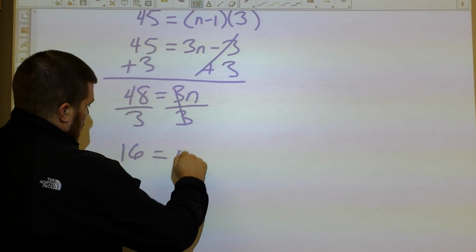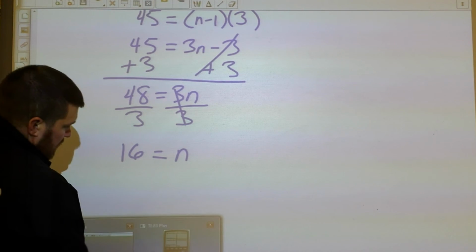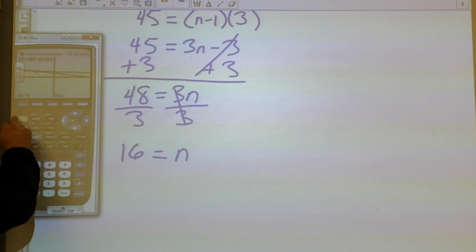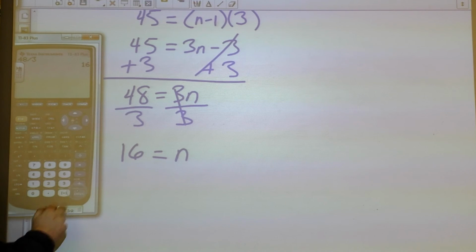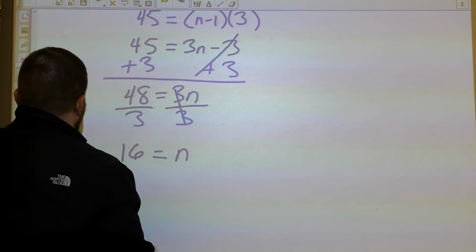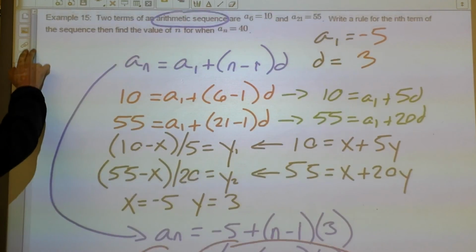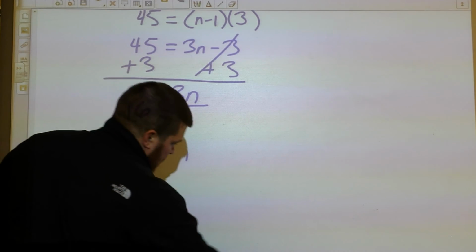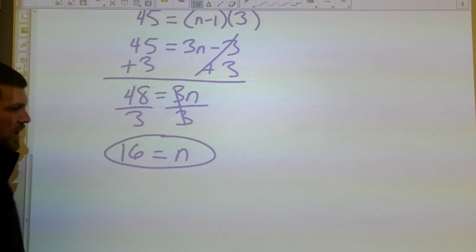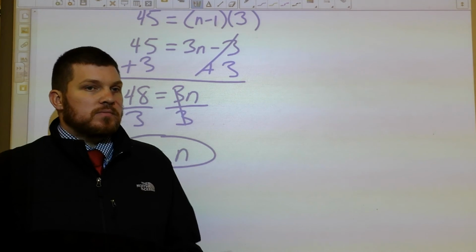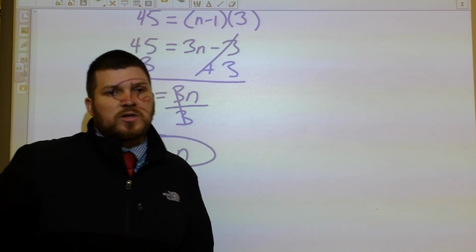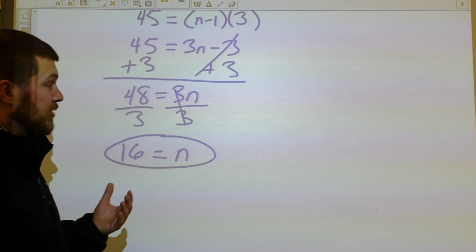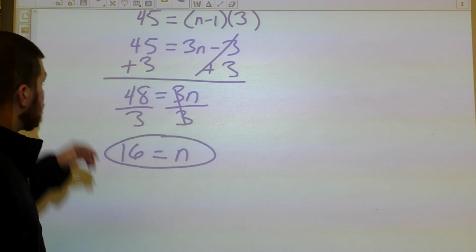I'm going to double check that in the calculator in case I made a mistake, but I'm pretty confident I'm right. On my main screen, 48 divided by 3, 16. So that tells me that when a sub n is 40, n must be 16. And we've answered every part of this problem. Lots of work, but it's not that bad. Again, the biggest trick was to graph and define your starting term and your common difference. You had to do that to create the rule for the nth term of the sequence.